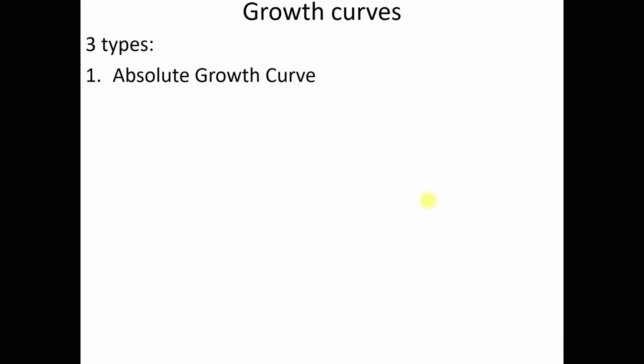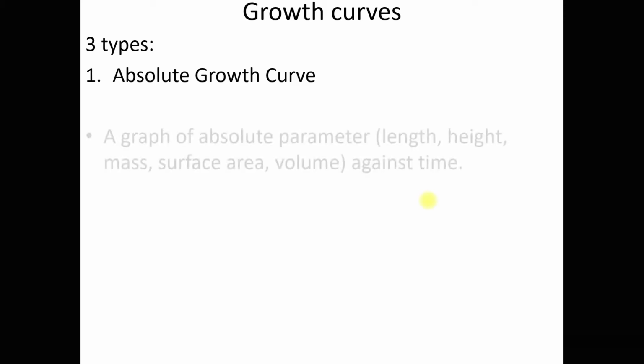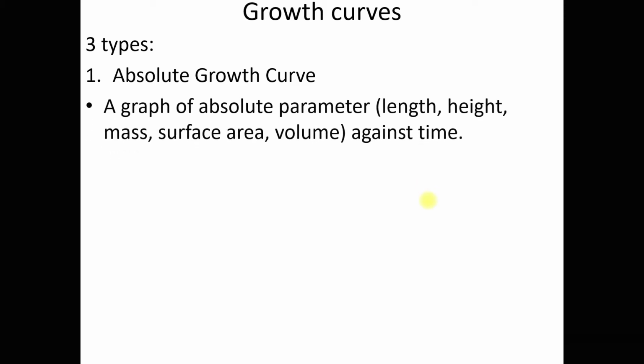So today we are going to learn about growth curves and patterns of growth. Alright, so let's go to the first one, growth curves. There are three types of growth curve. The first one is the absolute growth curve. Now, this absolute growth curve is a graph of an absolute parameter against time. Examples of absolute parameters are length, height, mass, surface area, and volume.